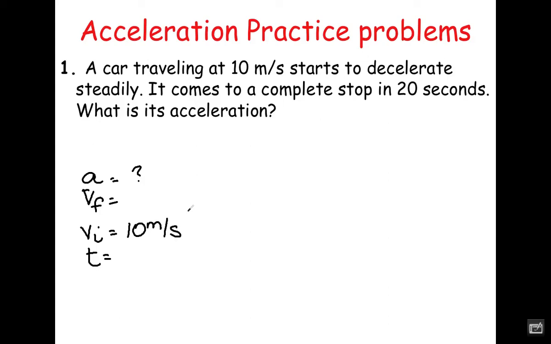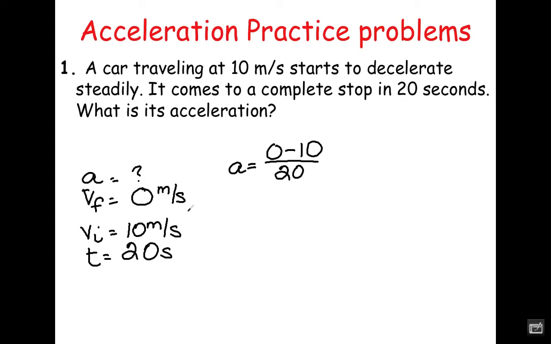If we read the problem though, it comes to a complete stop. So when you stopped, you're not moving. So we have a final speed of 0 meters per second, and the time is 20 seconds. So again, let's plug that in. a equals 0 minus 10 divided by 20.